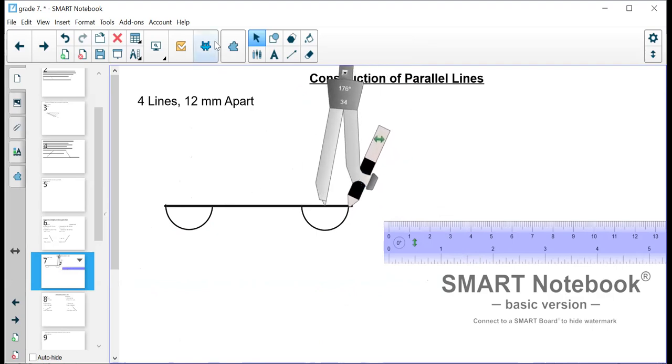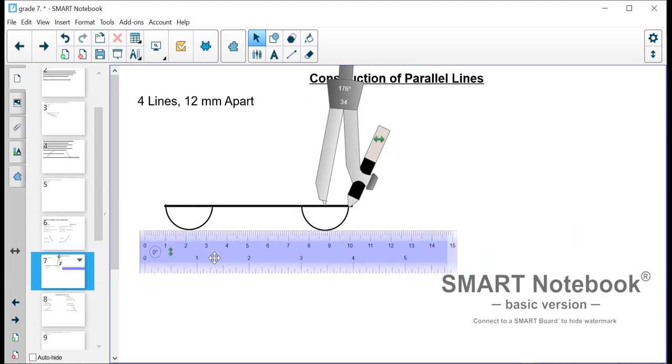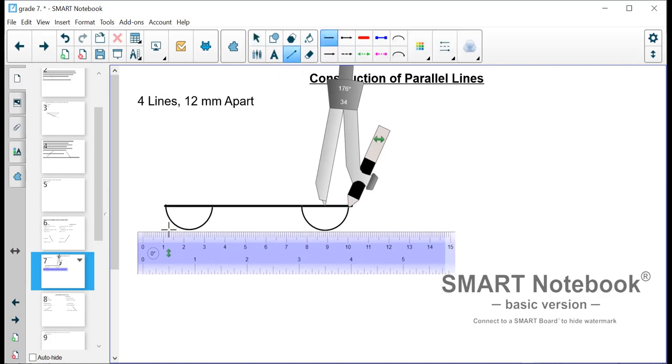Good. So from there now, you take the ruler and you place it to the edge of those two semicircles. And when you finish, you draw a line to touch those two semicircles. All right, you draw a line to touch those two semicircles. So there we obtain two lines that are equally spaced. They're 12 mm apart, right?